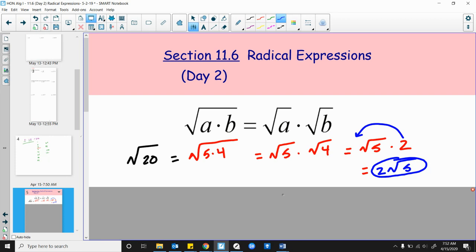I also want you to remember our calculator and what we did to check these. You can always type in the square root of 20. It's going to get you 4.4721. Then you can do 2 square root of 5, and you're still going to get the 4.4721. That's a good way to check those to make sure you get the same decimal when you're solving.